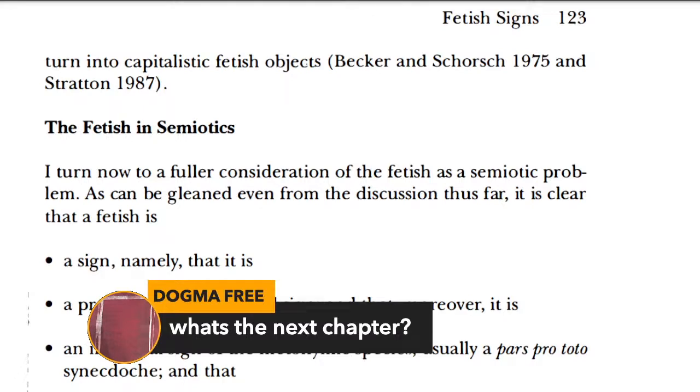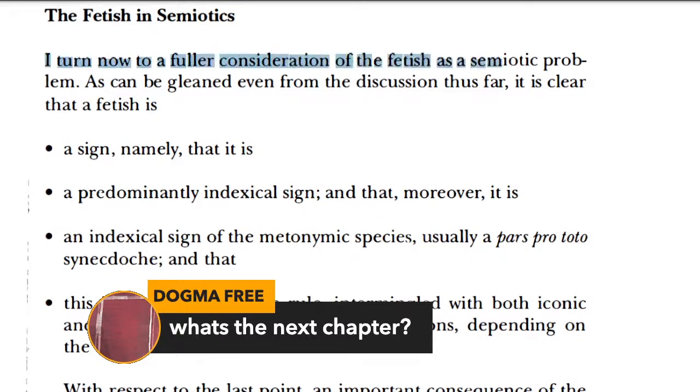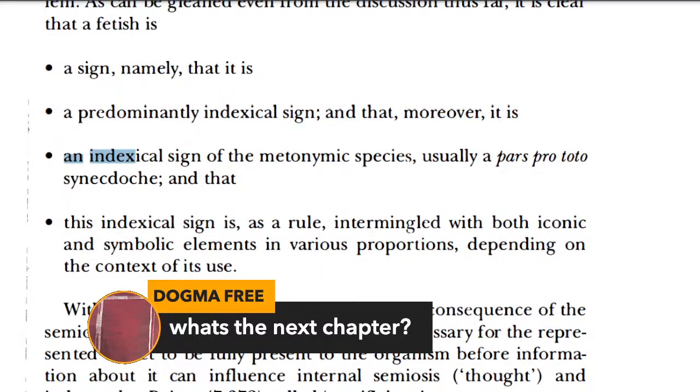So a breath of fresh air comes with the semiotics, the fetish in semiotics. Finally, I now turn to a fuller consideration of the fetish as a semiotic problem. As can be gleaned even from the discussion thus far, it is clear that a fetish is a sign, namely a predominantly indexical sign. Remember, an indexical sign is a pointer, an indexical sign of the metonymic species. So it's one that changes names, flipping the name of something to what it refers to, usually a pars pro toto synecdoche. So a part is the whole, right?